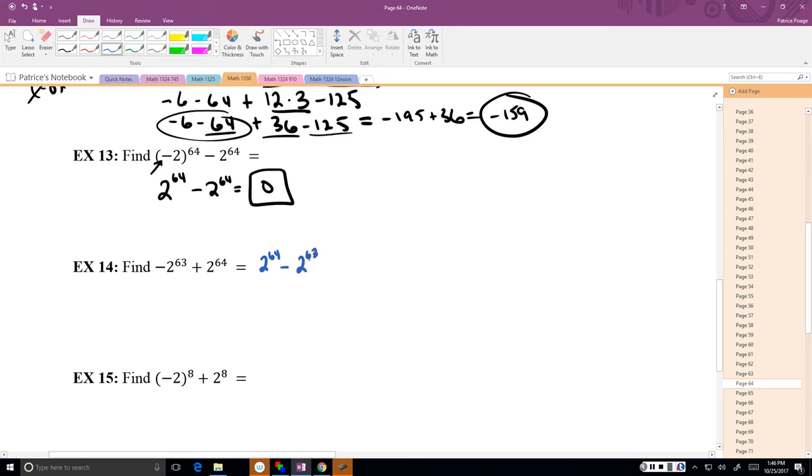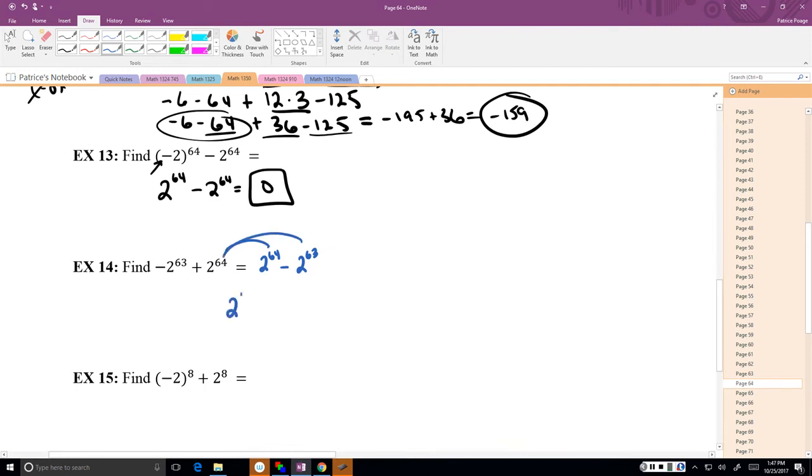Commutative. The commutative property. All right. And so to subtract these, I'm going to pull out the biggest thing I can out of both numbers. So this is 2 times 2 times 2, 64 times. And this is 2 times itself 63 times. How many 2's can I pull out? 63. I can pull 63 of them out of both. And so I'm going to just factor it out of both.